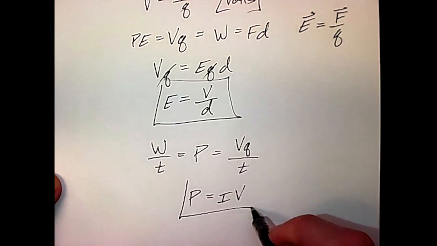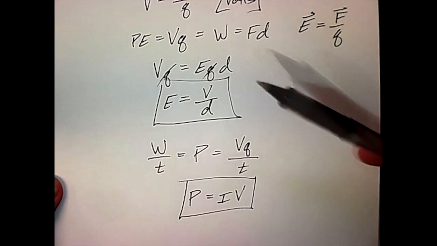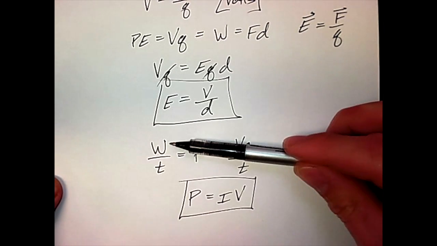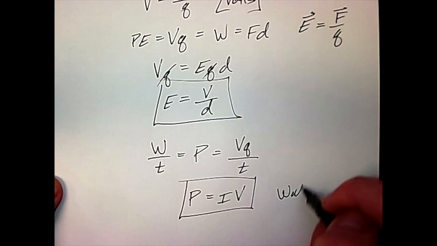This is a measurement of the electrical energy as a rate passing through the particular circuit, right? And so we have potential energy being equal to the work above, and then we have the work in a period of time being the power measured in watts for this circuit.